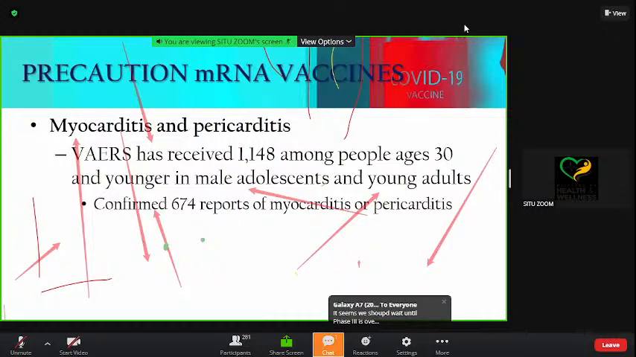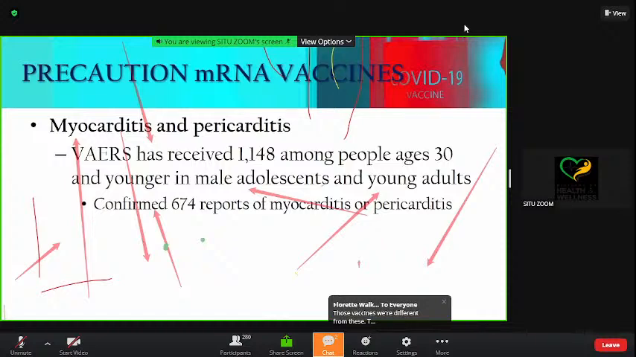Of all the persons who have received Pfizer across the world, 674 persons have been diagnosed with this condition. None have died. The treatment is supportive care. So persons will rest, they will get their proper fluids, they will be able to maintain their diet. They may need to get medication, but they usually recover. How do you know you're having this inflammation? It comes with chest pain, it comes with shortness of breath.